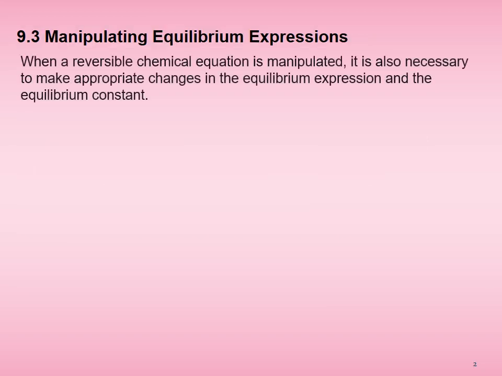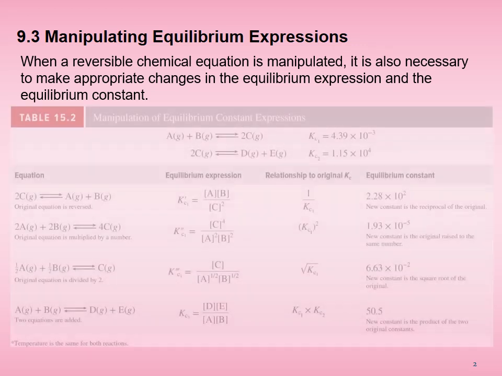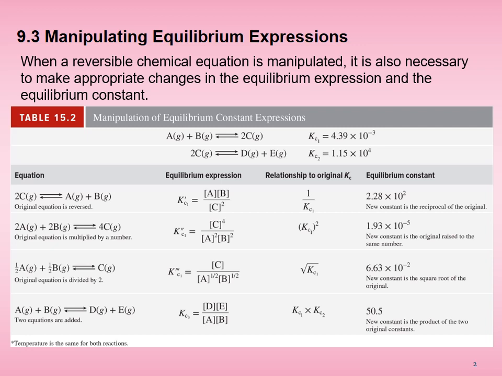When a reversible chemical equation is modified, we need to use one or more mathematical tricks to change the original equilibrium expression and equilibrium constant into the new equilibrium expression and equilibrium constant. Some examples are shown here. There are two equations given. The first equation shows 1 mole of each of the reactants A and B reacting to give 2 moles of product C. We write the expression of its equilibrium constant, Kc1. Kc1 equals the square of the concentration of C divided by the concentration of A and concentration of B.